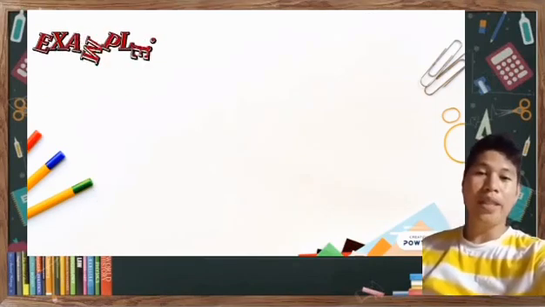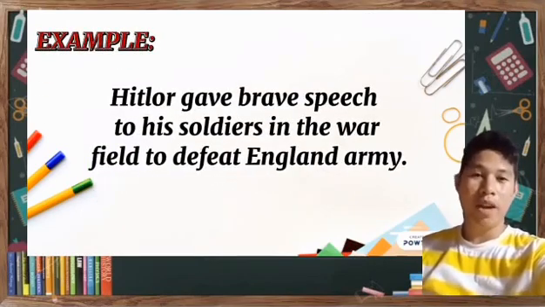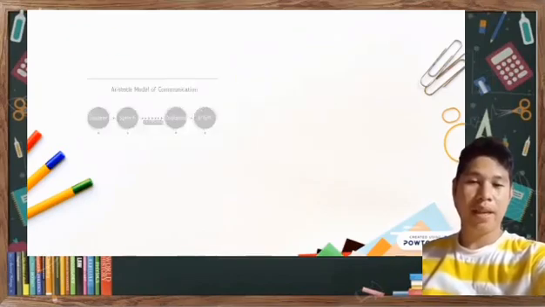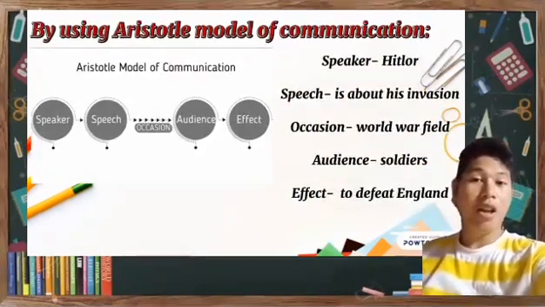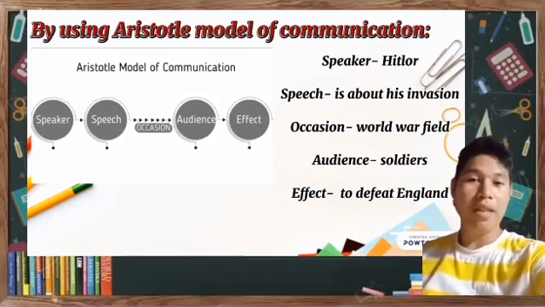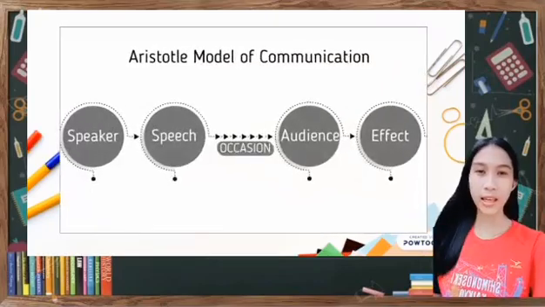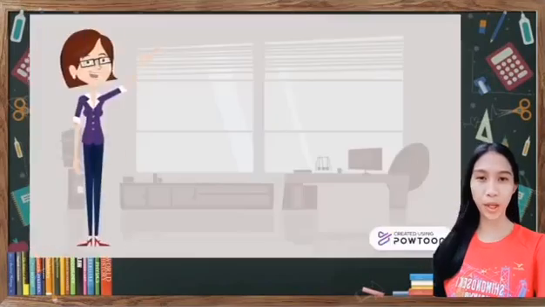Here is an example scenario using Aristotle's model of communication. Hitler gave a brief speech to his soldiers in the war field to defeat England's army. Speaker: Hitler. Speech: his invasion. Occasion: World War field. Audience: soldiers. Effect: to defeat England. That is Aristotle's model of communication.